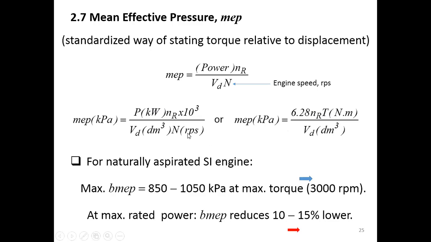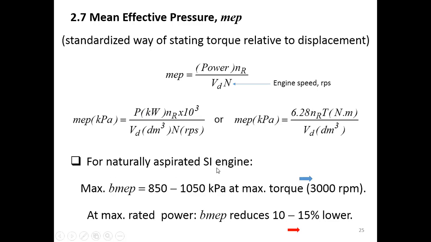That means the speed is dismissed, right? So another expression of MEP in terms of torque will be like this. Leave only just 6.28, which comes out from 2 times pi. 2 times pi equals 6.28. So we have two expressions for the mean effective pressure, either in terms of power or in terms of torque.